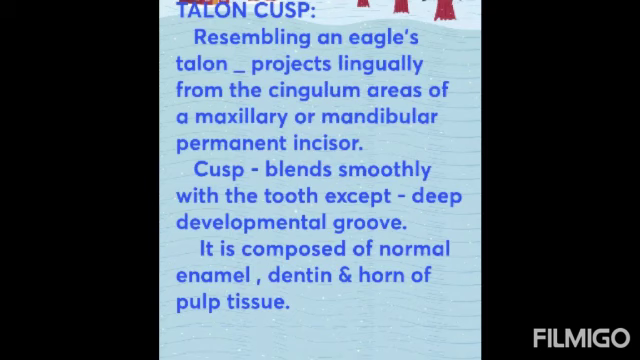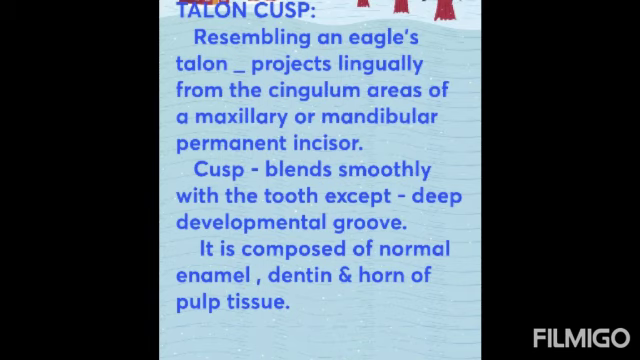Next, moving on to talon's cusp. Talon's cusp is an anomalous structure resembling an eagle's talon. It projects lingually from the cingulum area of the maxillary or mandibular permanent incisor. The cusp blends smoothly with the tooth, except that there is a deep developmental groove where the cusp blends with the sloping lingual tooth surface.